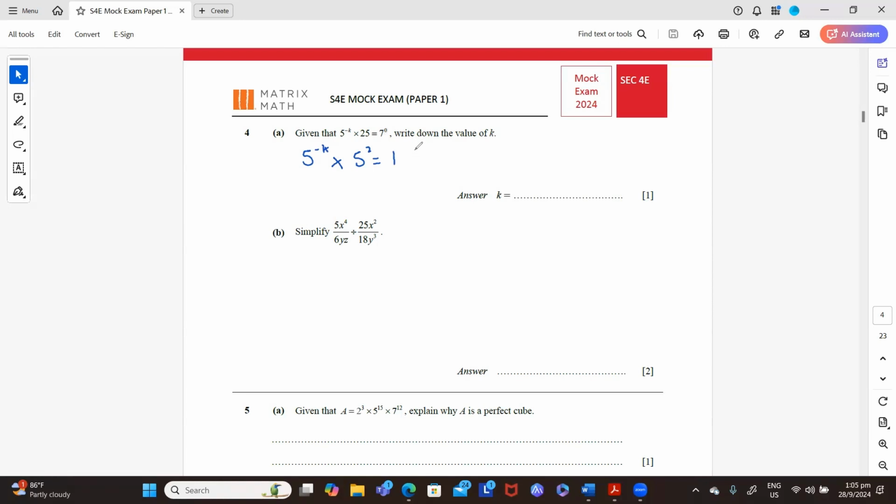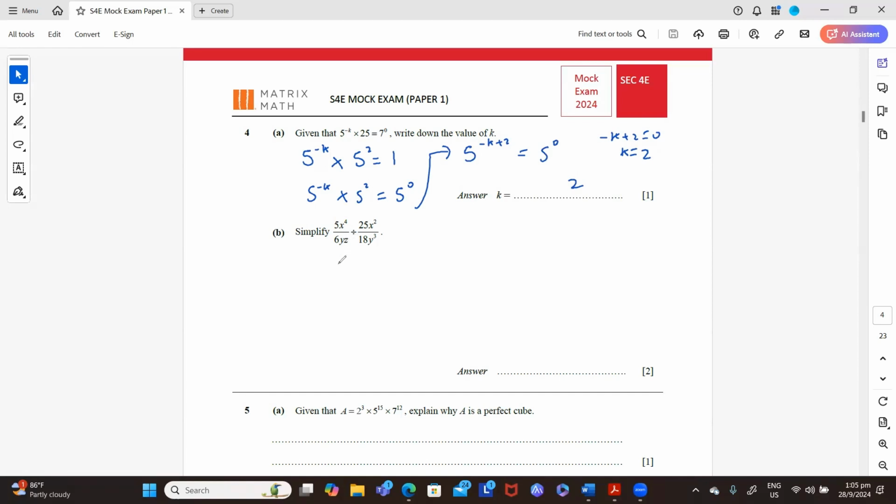Okay, so 1 is a very versatile number because basically any number to the power of 0 will give you 1. So in this question, that any number is 5. Okay, you can choose the any number to be 5, so it's 5 to the power 0. Okay, so from here we can add the power, so it becomes 5 to the power of minus k plus 2 equals 5 to the power 0. So from here we can extract that minus k plus 2 equals 0, k equals 2. That's all.